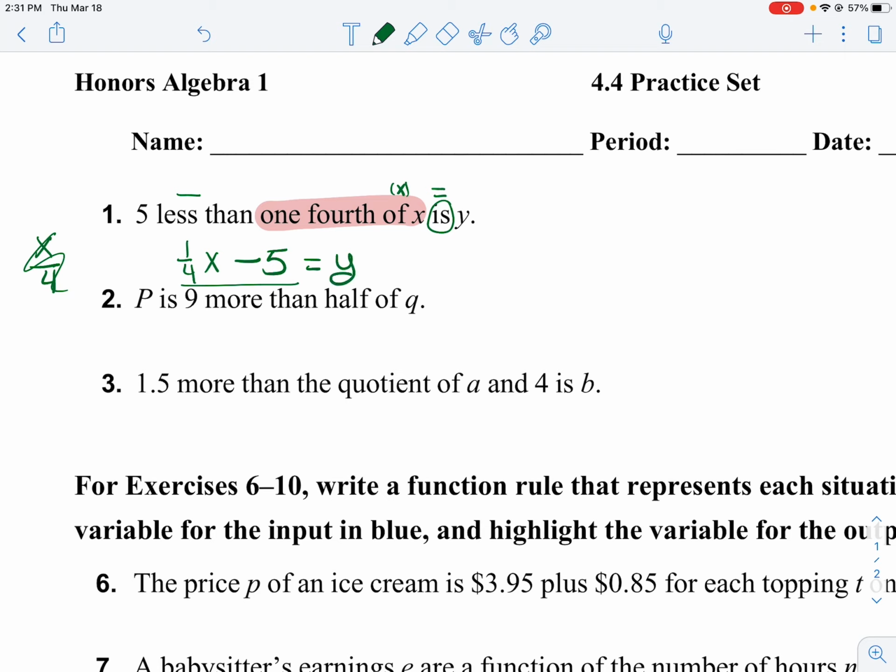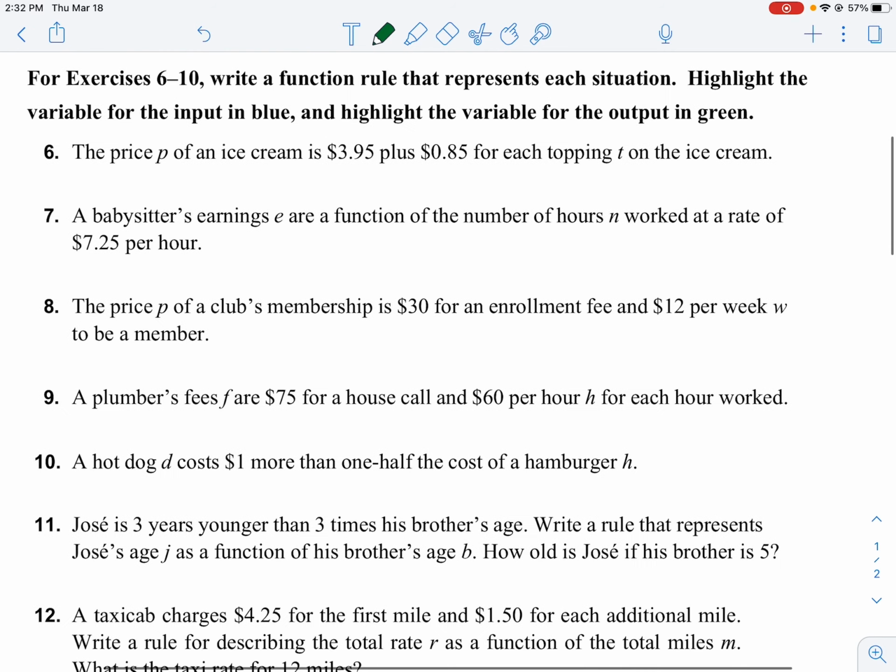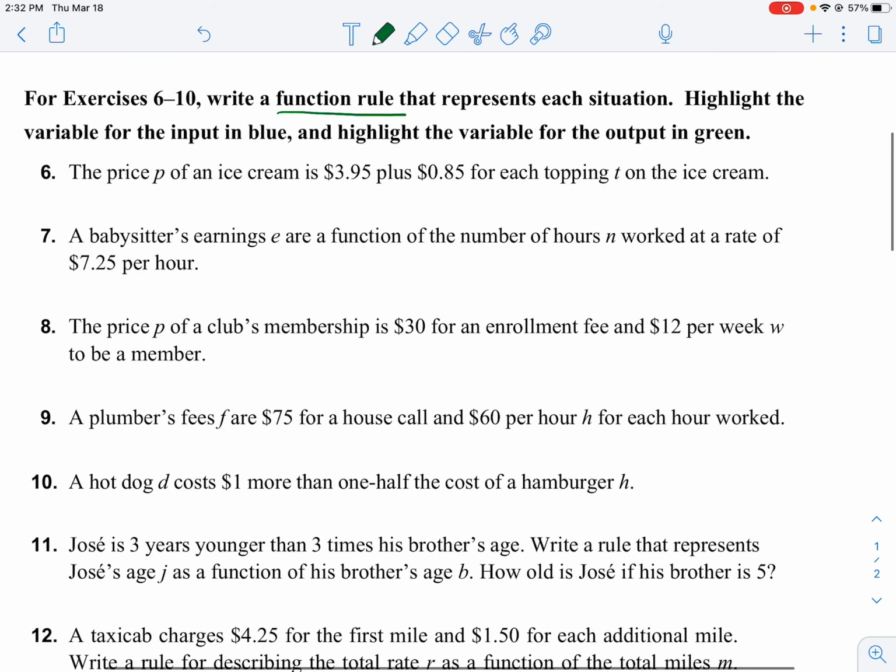So when it's asked to write a function rule, there is usually a description given, and we want to take that and turn it into an equation, okay? Or sometimes vice versa. Sometimes we're given an equation and we want to turn it into a statement. We want to write out in a sentence what's happening. So then with 6 through 10, we want to write a function rule that represents each situation. So we're writing an equation. That's what that's asking for.